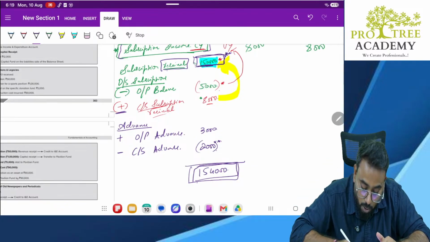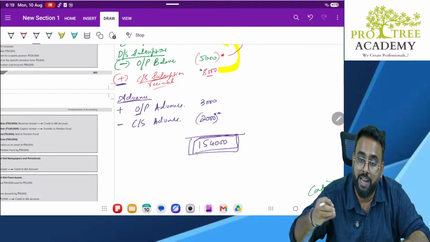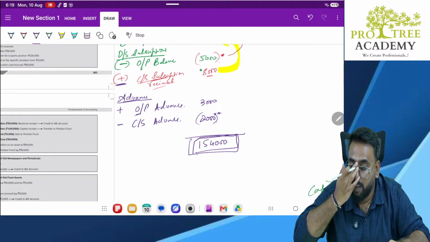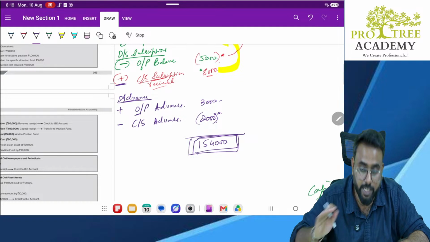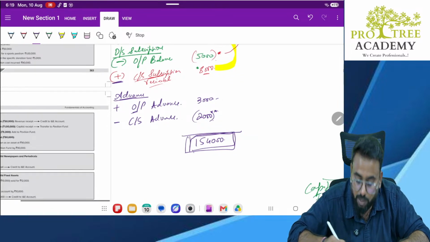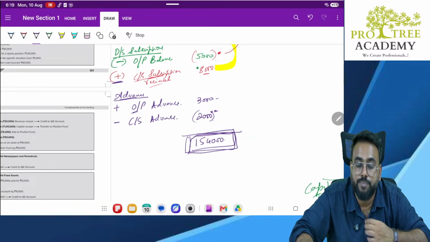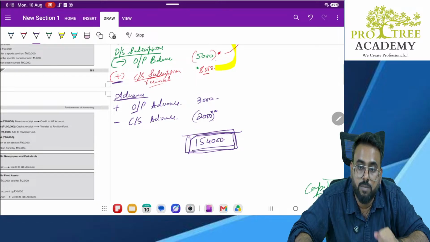Then the opening advance will become current year income. That is why we are adding it. And the closing advance is not our current year income. That is why we are reducing it. So this is how you arrive at your balance. Clear?